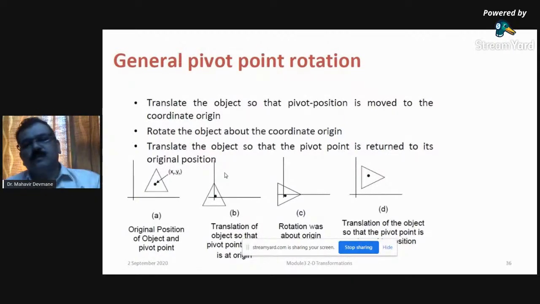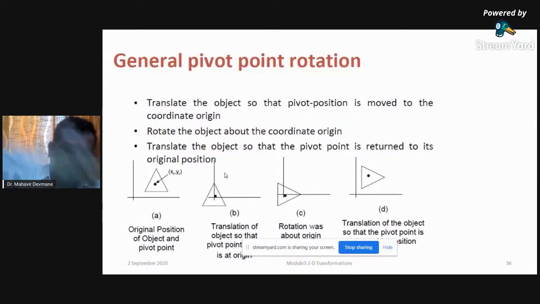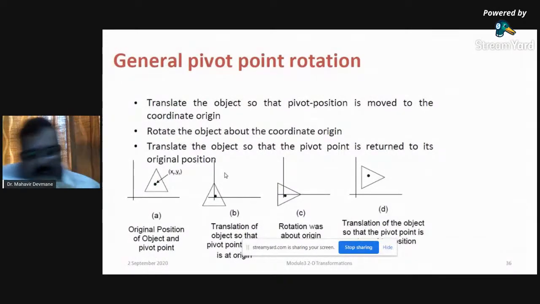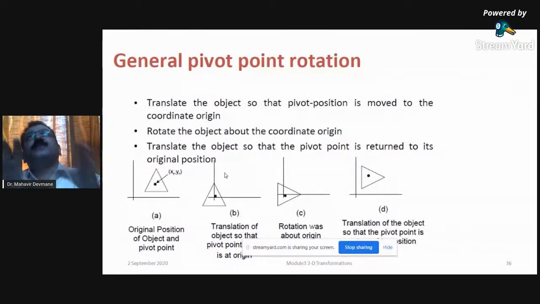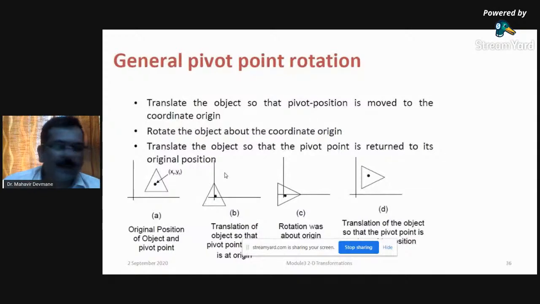As we do not have a direct matrix for this purpose, we have to do these steps: take it to the origin, then perform the rotation, and then do the reverse translation. After following these three steps, we get the particular object, like a triangle in this case, rotated by the given angle.